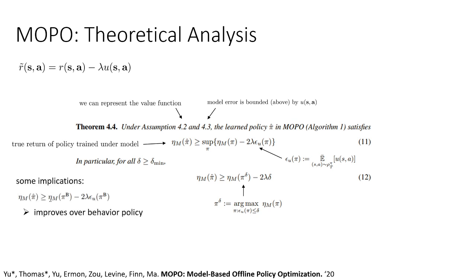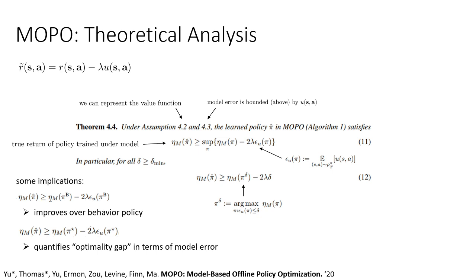One implication is if we substituted in pi beta, the behavior policy, well, we would expect that the error of the model under the states visited by the behavior policy will be very low, close to zero, because those are the states that are actually used to train the model. So if delta for that is very low, close to zero, then we would expect that this equation 12 would essentially guarantee that the learned policy is at least as good as the behavior policy, which means that we very likely improve over the behavior policy, or at least we don't do worse.